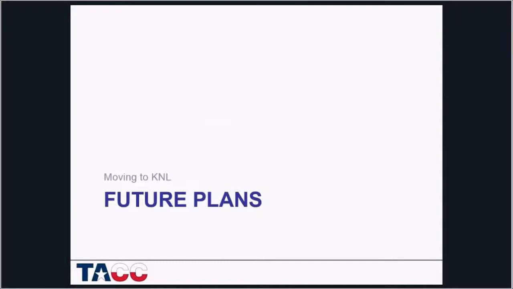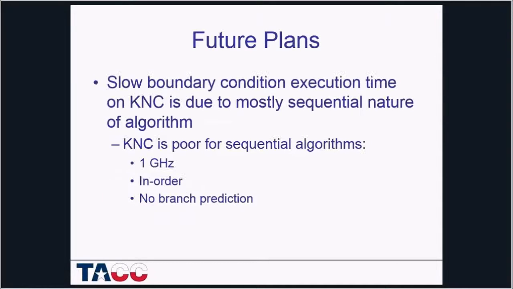So, future plans moving to Knight's Landing. We talked about this a second ago with the roadblocks to scalability on Knight's Corner, but the boundary condition execution time for Corner is mostly cyclical. There's actually no deep inner loops involved in this particular algorithm.